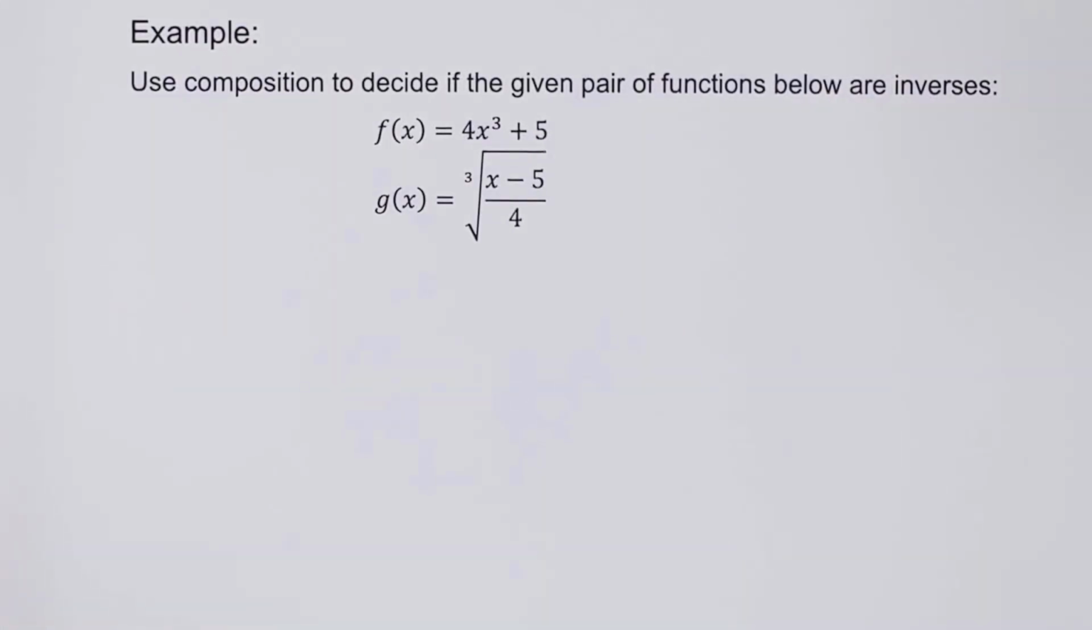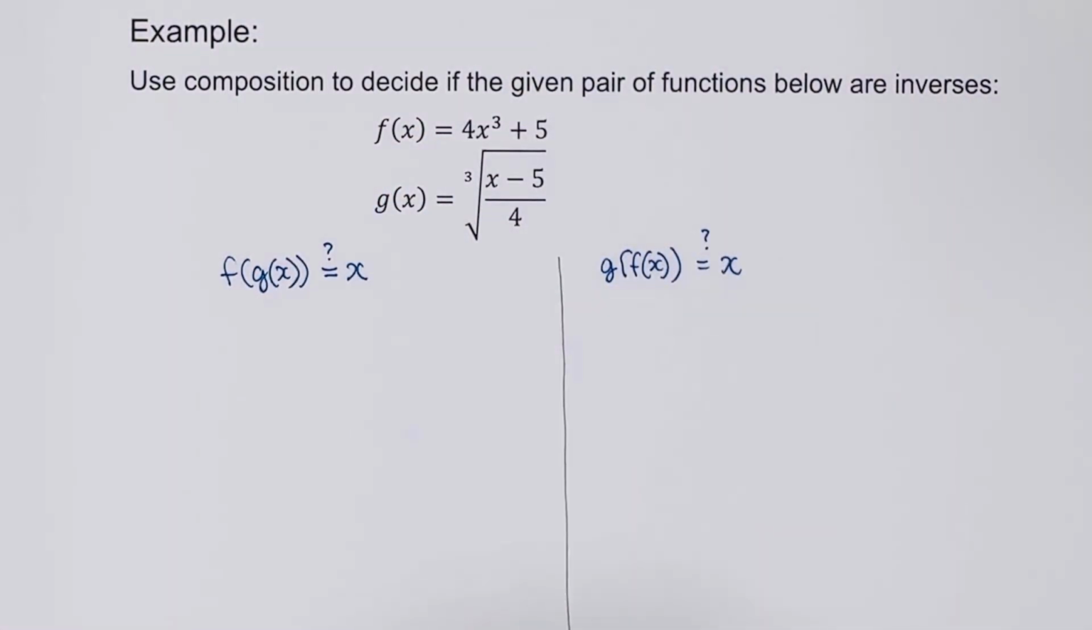In this example, we are given two functions, f of x and g of x. We're supposed to verify if these two functions are inverses of each other. Now, we remember that if f of g of x is equal to x and g of f of x is equal to x, then they are inverses of each other. So that's what we need to find out.